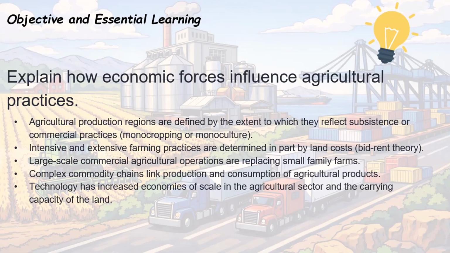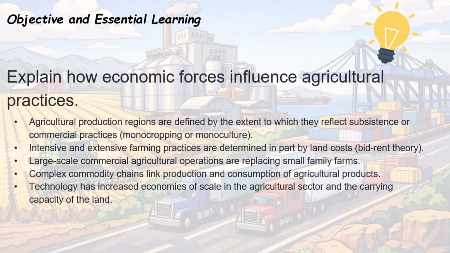Intensive and extensive farming practices are shaped partly by land costs. That's where bid-rent theory comes in. Expensive land near markets? Farmers have to farm intensely to survive. Cheaper land farther away, more extensive farming, more space, different strategy, same economic pressure. Large-scale commercial agricultural operations are replacing small family farms. That's not random, that's economies of scale doing their thing. Bigger farms can lower per-unit costs and compete harder.